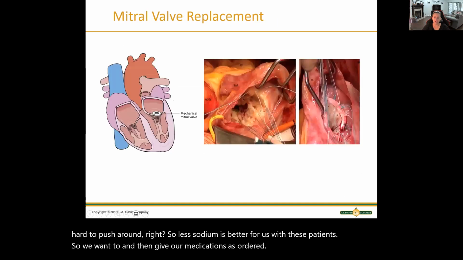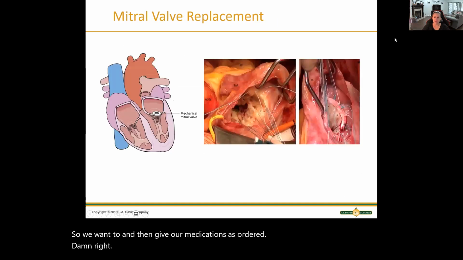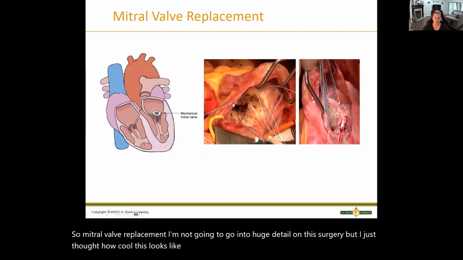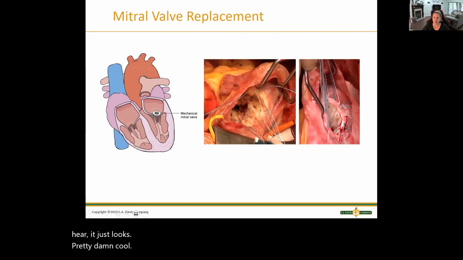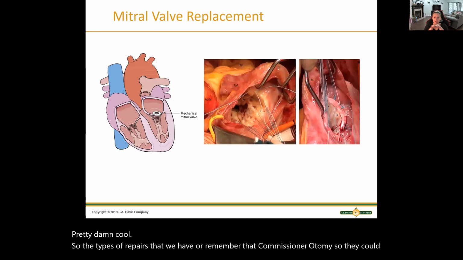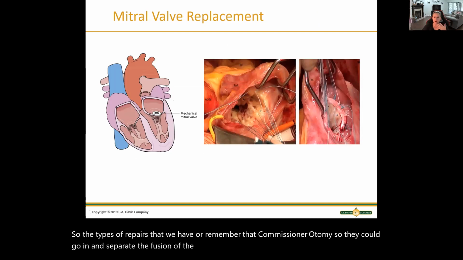All right. So mitral valve replacement, I'm not going to go into huge detail on this surgery, but I just thought how cool this looks. Like, look at this picture. Someone's valve wide open, got your chordae tendineae here. It just looks pretty dang cool. So the types of repairs that we have are, remember, commissurotomies. They can go in and separate the fusion of the leaflets, or the actual replacement of the valve itself.